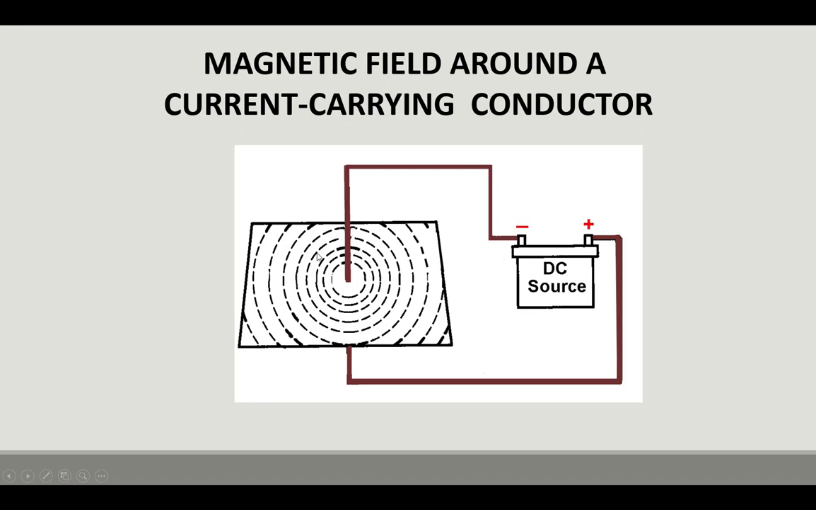This is showing the magnetic field that develops around a conductor. Whenever I have current flowing through a conductor, those lines of magnetic flux develop around the conductor. The stronger the current, the more expansive, the further out these lines will expand.